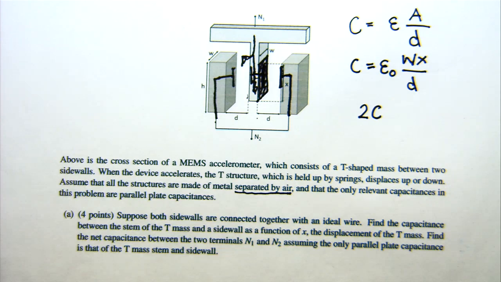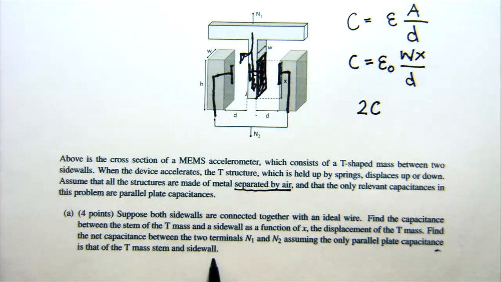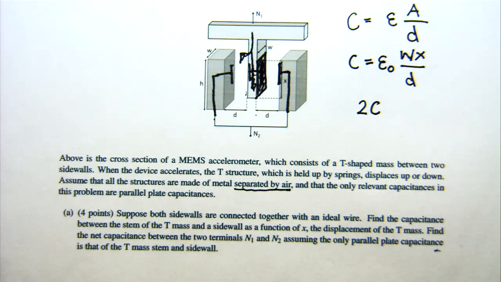Yes. So we're told that we don't have to worry about those. It says right here, assuming the only parallel plate capacitance is that of the T-mass stem and the sidewall. Because of that, these are the only capacitances we have to worry about. Any other questions? Yes.